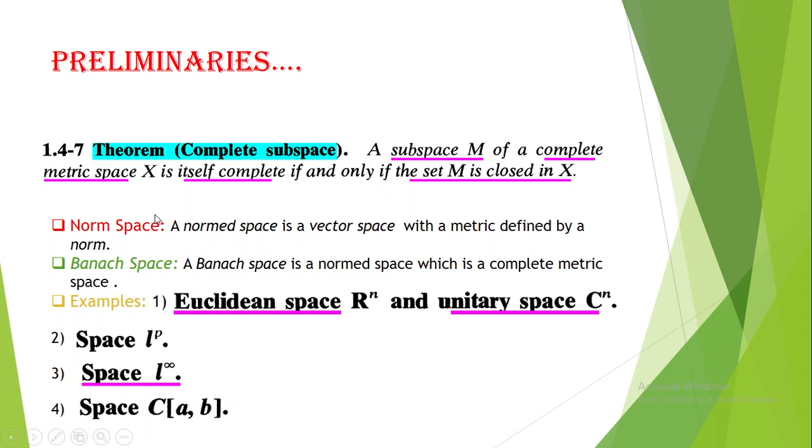Now we have a short definition of a normed space. A normed space is actually a vector space with a metric defined by a norm.